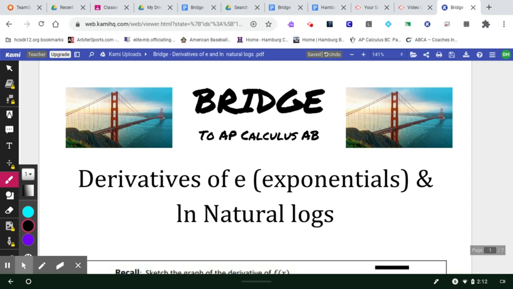All right, we have one more topic on some more derivative rules, and these are specifically for derivatives of e, exponentials, and the derivative of natural logs. We'll split it up into two pieces.